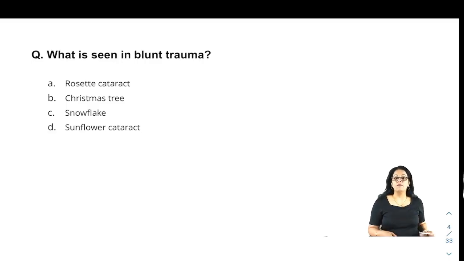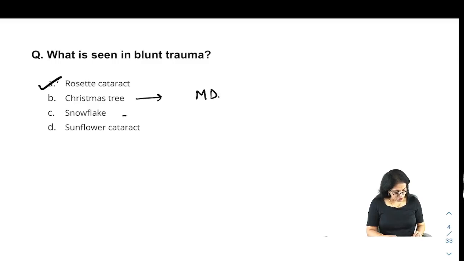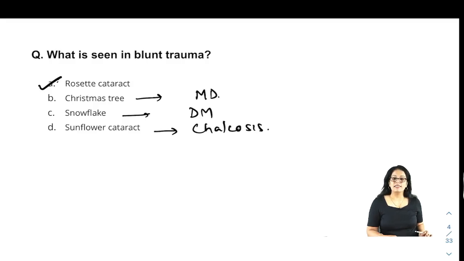Question number one: what is seen in blunt trauma? What type of cataract? I think it's a one-liner, very simple question. We all know blunt trauma we have learned is rosette-shaped cataract. Where do you get Christmas tree cataract? Myotonic dystrophy. Snowflake cataract, it is diabetes mellitus. Sunflower cataract, it is chalcosis. I think this was very, very simple. So here our answer is rosette shape.